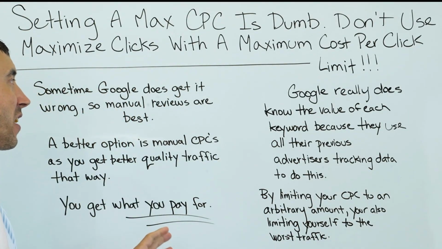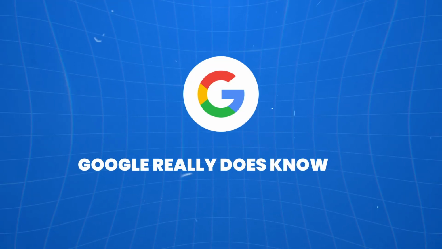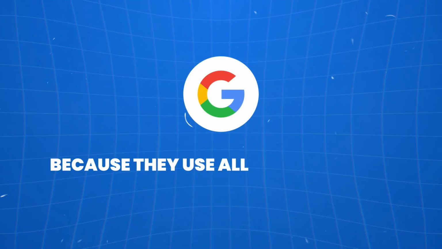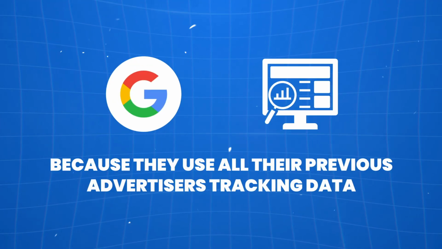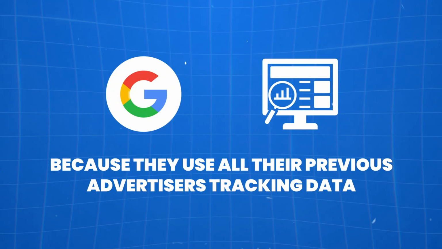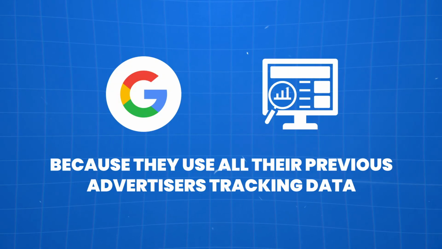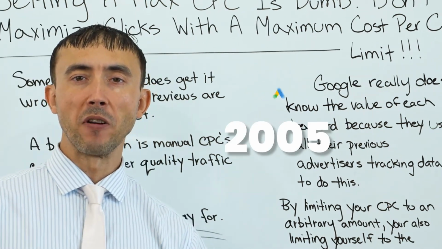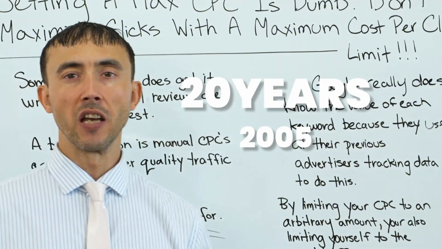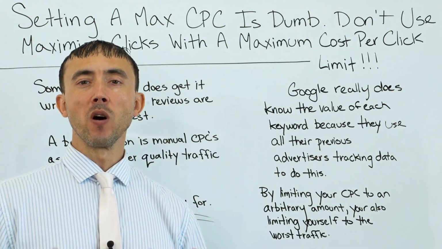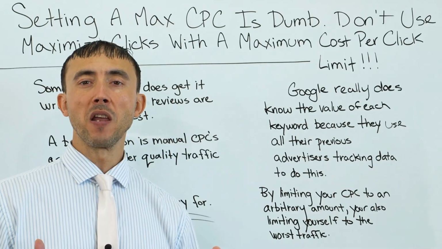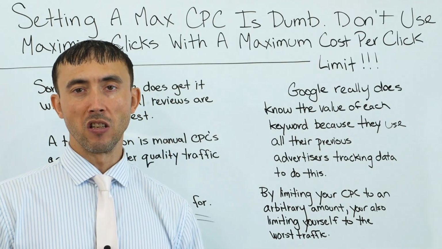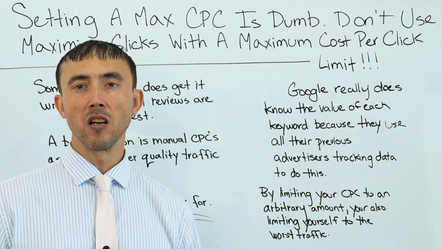So with that said, getting into the content here, Google really does know the value of each keyword that you're bidding on, because they use all the previous advertisers' tracking data to know what to charge for a certain keyword to begin with. I've been advertising on Google Ads since 2005. It's 20 years now altogether. And back in the day, it really was a bidding system. It was great. If nobody was bidding on a certain keyword, you could pay 5 cents a click, a legitimate auction system. Nowadays, it's not an auction system primarily.